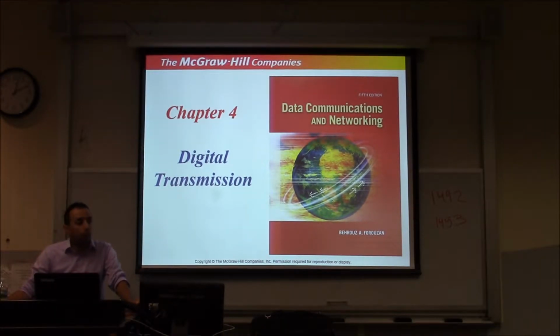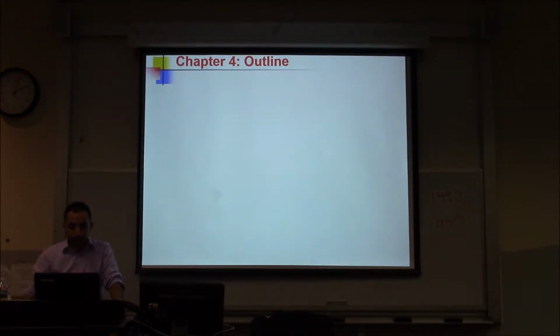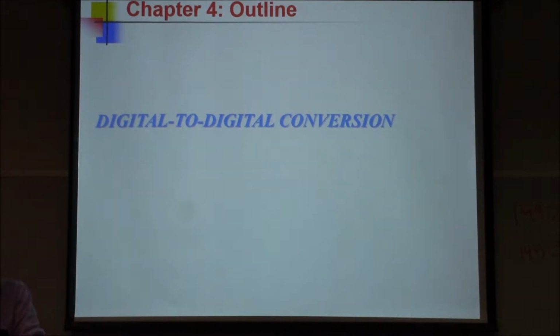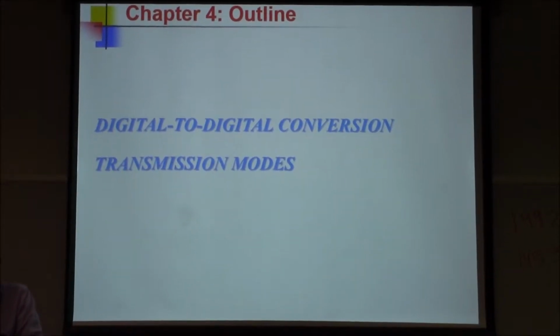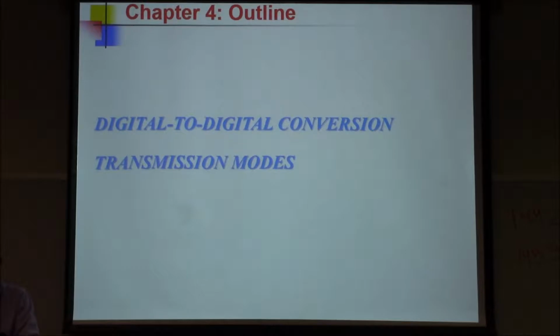We are going to look at the digital data, which is the data that we have at our computers, the zeros and ones. We will see how the physical layer is encoding these data and sending them on the link. So that is the goal of Chapter 4. The outline of today's talk: we will explore digital to digital conversion, and we will talk about different transmission modes.